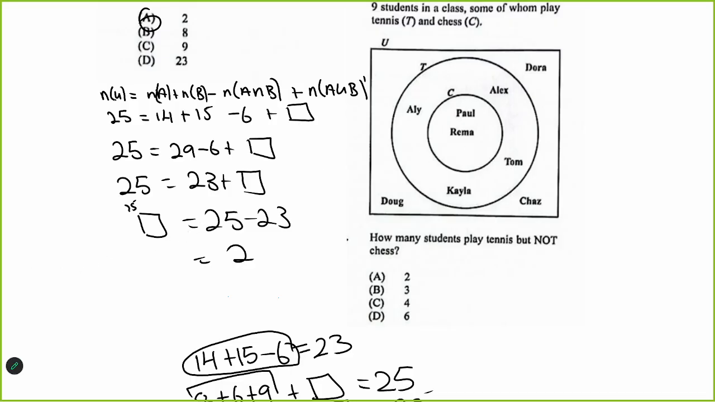How many students play tennis but not chess? So we will X off chess. So this would be, but they play tennis, so it would be inside the circle. So it would be 1, 2, 3, 4. It would not be Doug, Charles, or Dora because these persons are not playing tennis or chess. So it will be 4 persons. Everybody good with that?